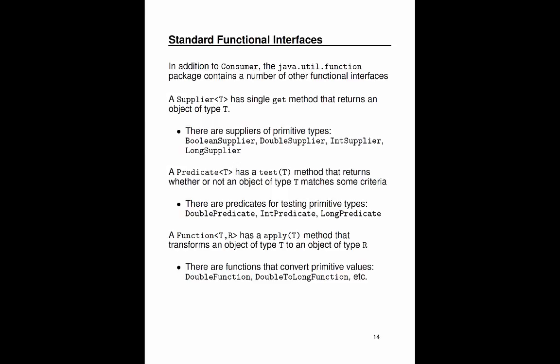Function takes two type parameters: T, the type that it works on, and then R, which is the result type. And a function transforms one object into another object. Now, sometimes the types of the objects are the same, and that's where you get implementations like DoubleFunction. That would be a function that takes one double and returns another double. Maybe you have a function that multiplies it by itself, something like that. But then you also have implementations of Function like DoubleToLong, which will take a double, some number, and convert it to a long.